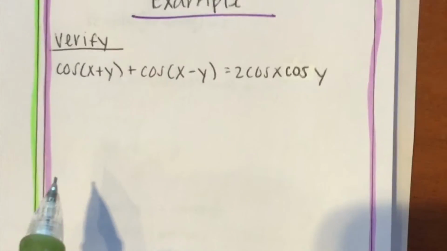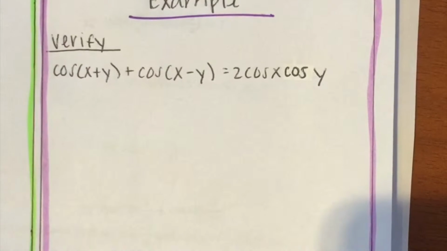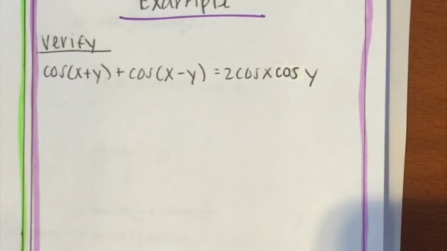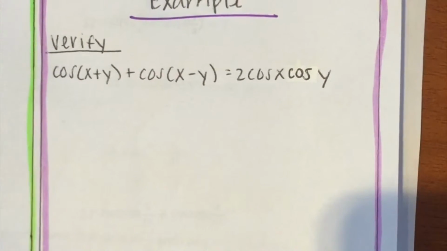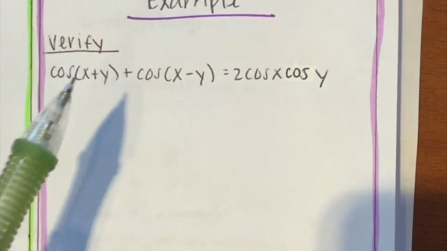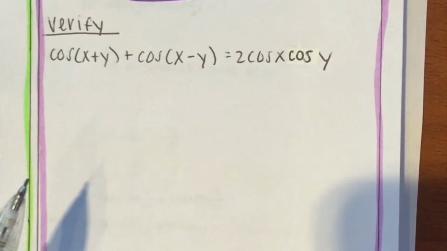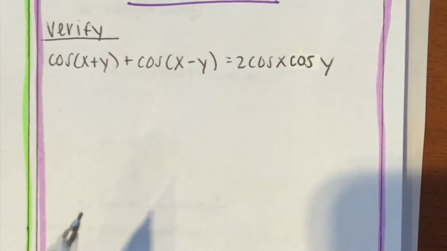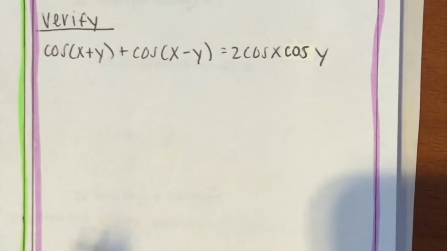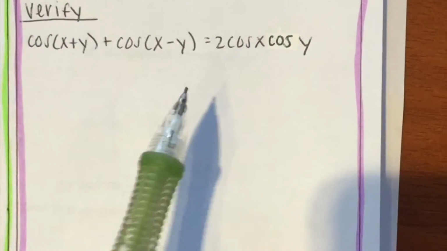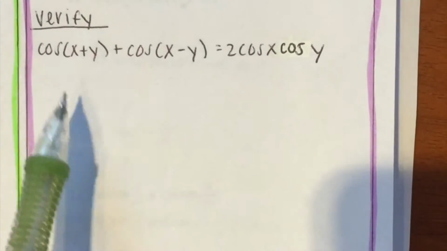Okay guys, so for this one we're going to verify, and there's 3 things you need to remember when verifying. 1, you need to only work on one side of the equation. That is super, super important. The second thing is show all your work, don't skip any steps. And the third thing is make sure that what you get at the end of this matches this. So it's usually easier to work on the left side.